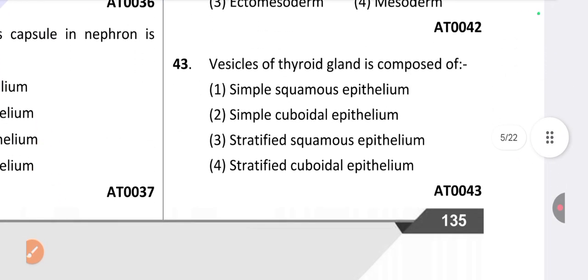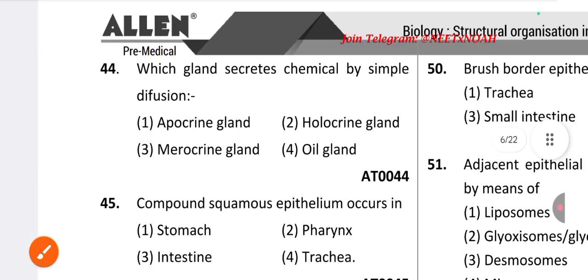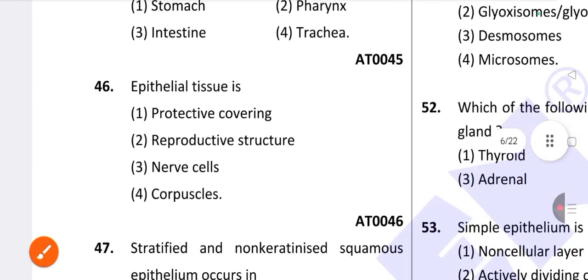And the next 43rd question is vesicles of thyroid gland is composed of. So thyroid gland के जो vesicles होते हैं it is composed of option 2, simple cuboidal epithelium. Next, 44th question. Which gland secretes chemical by simple diffusion? So simple diffusion से कौन से gland secrete करते हैं? Answer is merocrine gland. And next 45th question. Compound squamous epithelium occurs in. So इनमें से किसमें अपन को compound squamous epithelium we will be able to see. That is pharynx.